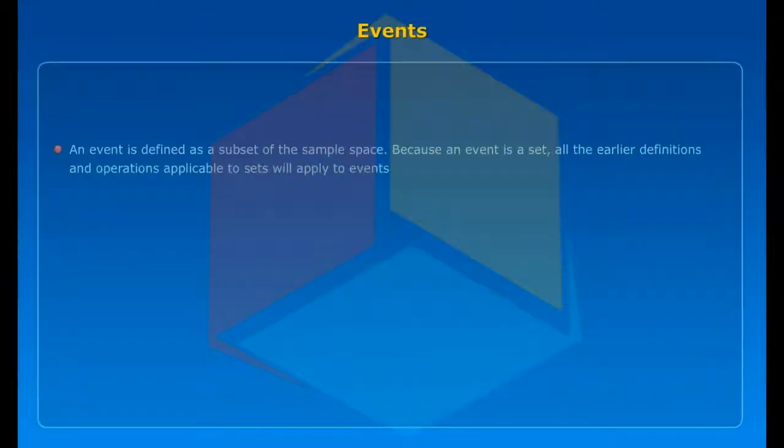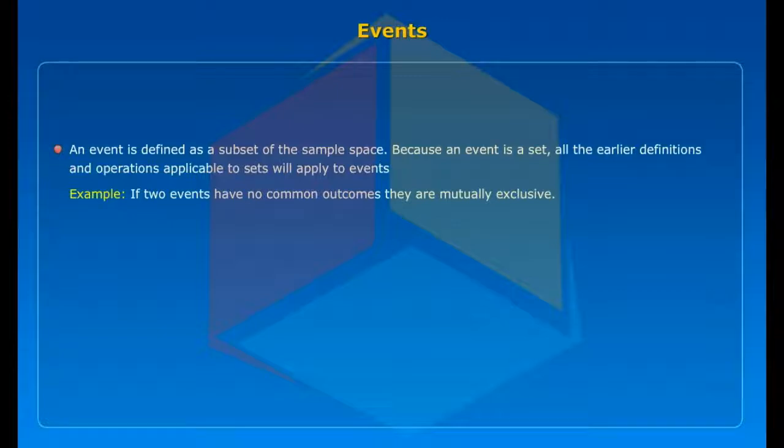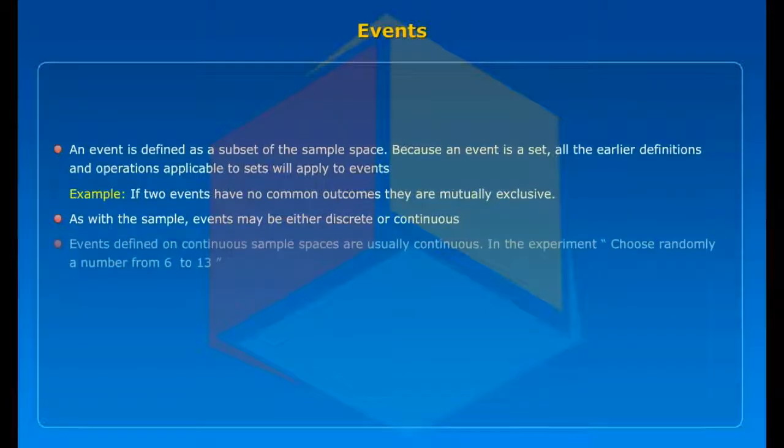Events. An event is defined as a subset of the sample space. Because an event is a set, all the earlier definitions and operations available to sets will apply to events. Example, if two events have no common outcomes, they are mutually exclusive. As with the sample space, events may be either discrete or continuous.